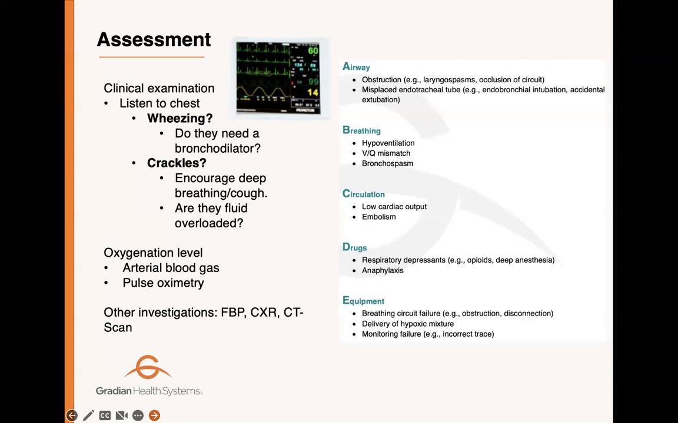Oxygenation level, you should review your arterial blood gases. That will be below 80 millimeters of mercury, and the pulse oximetry will show you the low amplitude and low saturations. For other investigations, you can do your full blood picture if you want to know if it's anemia, chest x-ray, or CT scan to see if there are pathologies that pertain to that hypoxia.